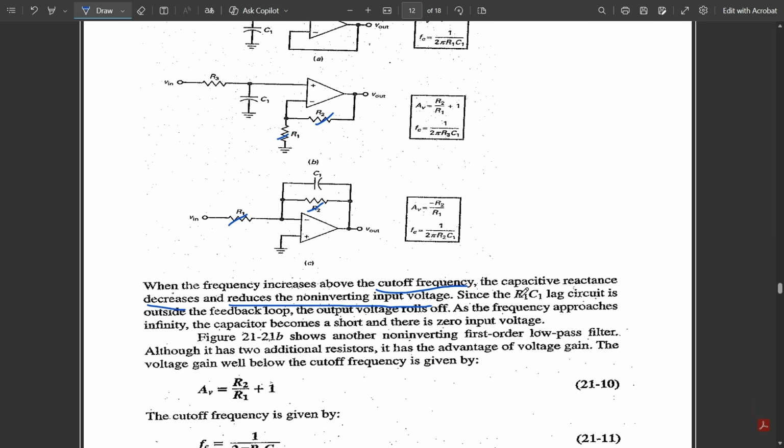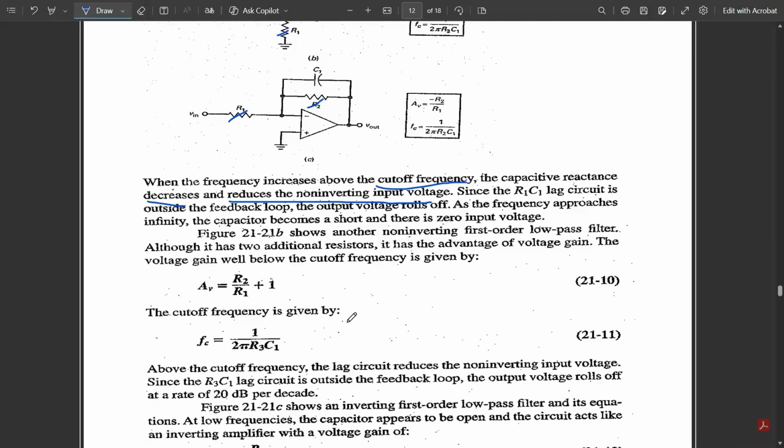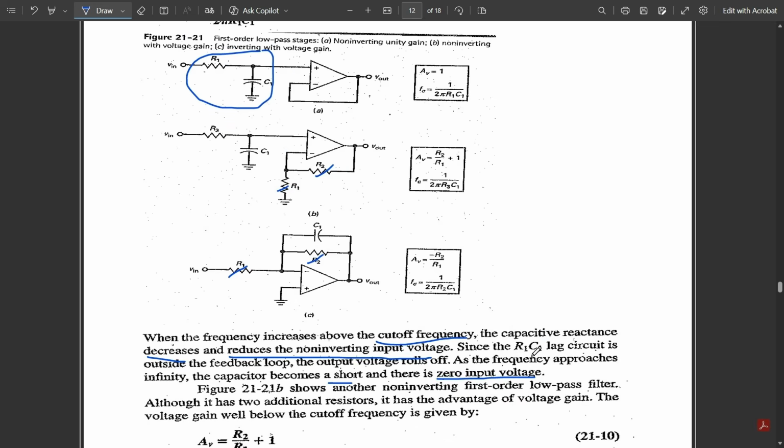Since the R1C1 lag circuit is outside the feedback loop, you see here this R1C1 lag circuit is not a part of this feedback loop, right? It is just before the feedback loop. Okay, so that's why it is outside the feedback loop. The output voltage rolls off as the frequency approaches infinity. The capacitor becomes short and there is zero input voltage. So with respect to that, the first figure could be defined.